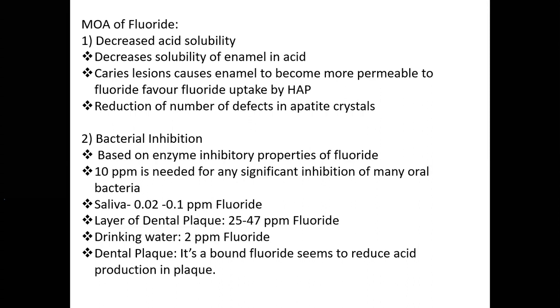It is decreased acid solubility. In that you can write down all these 3 points. First, it decreases the solubility of enamel in the acid which is generated in the mouth. Second, the caries lesions help the enamel become more permeable to fluoride uptake. Third, it also reduces the number of defects in the apatite crystal. So the HAP will have more and more fluoride if it has fewer defects, so that HAP can help the formation and development of our tooth easily.